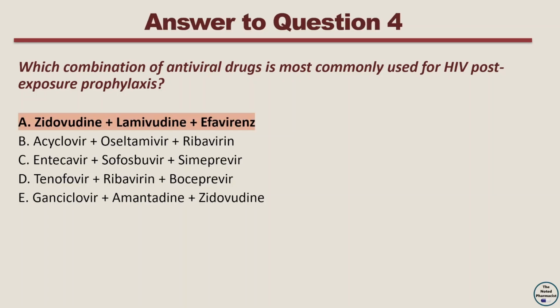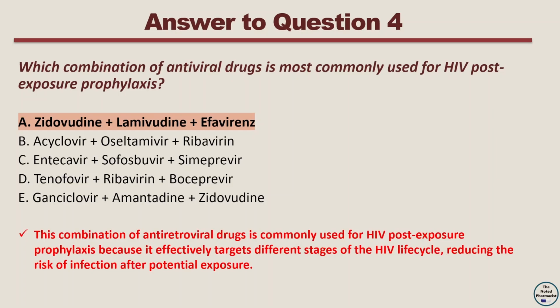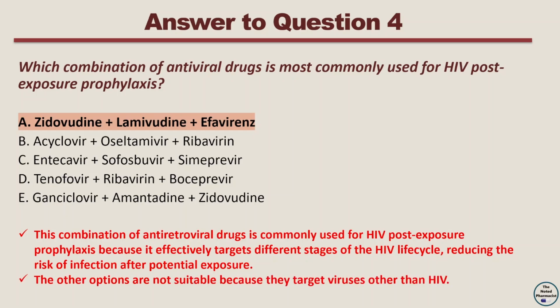The correct answer is A, zidovudine plus lamivudine plus efavirenz. The explanation is that this combination of antiretroviral drugs is commonly used for HIV post-exposure prophylaxis because it effectively targets different stages of the HIV life cycle, reducing the risk of infection after potential exposure. The other options are not suitable because they target viruses other than HIV.